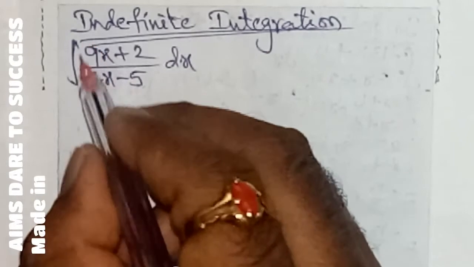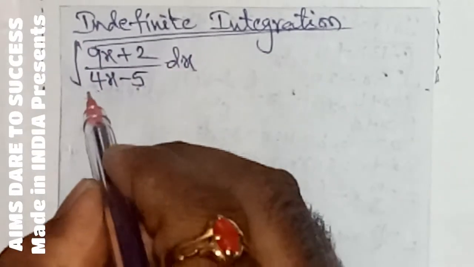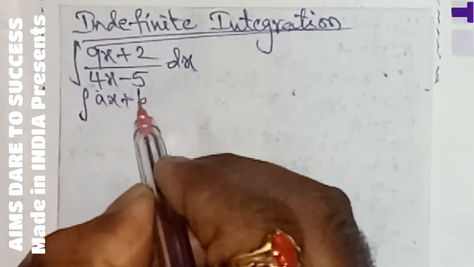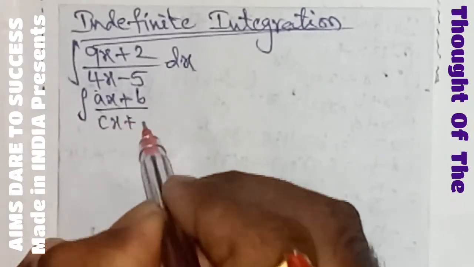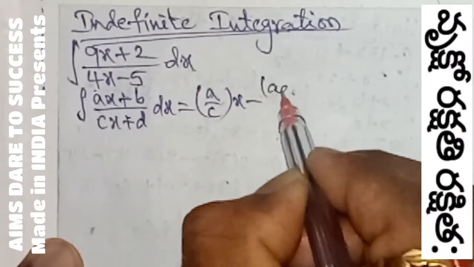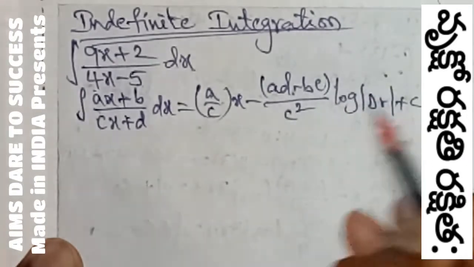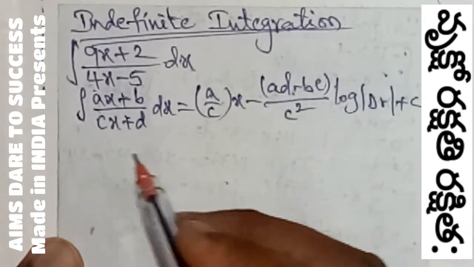Similar model question: integral of (9x + 2)/(4x - 5) dx. If you have this formula, you can remember my logic with my magic formula. The integral of (ax + b)/(cx + d) dx is equal to (a/c)x - ((ad - bc)/c²) log|denominator| + c. It is a simple and smart, sweet formula.